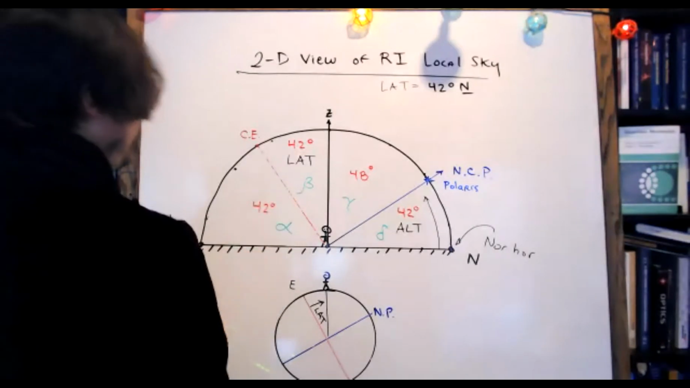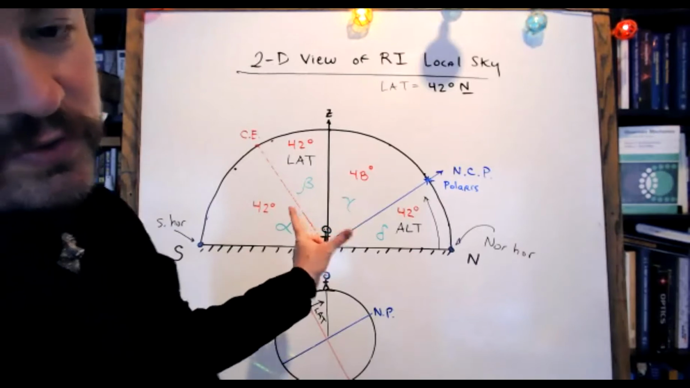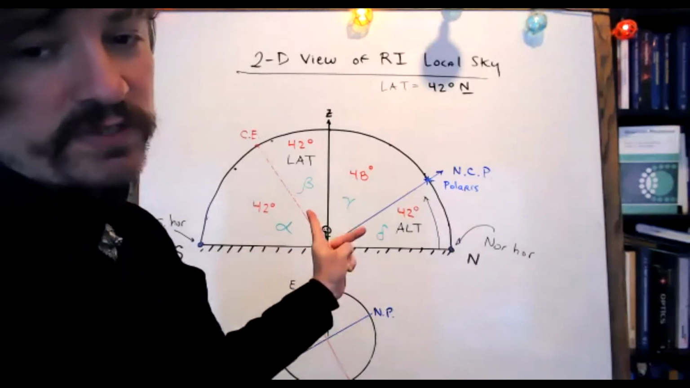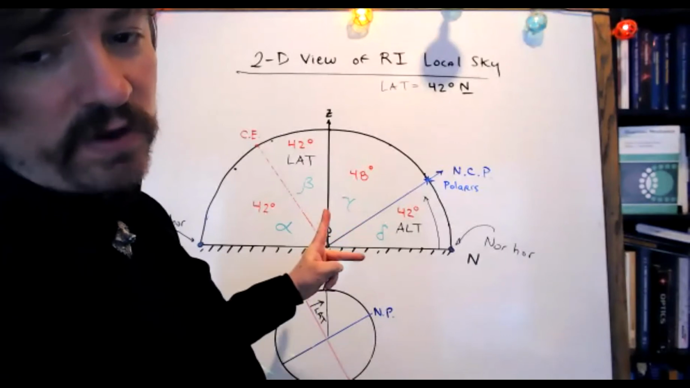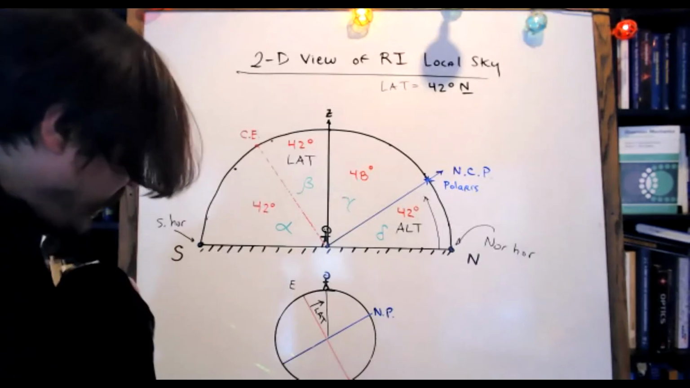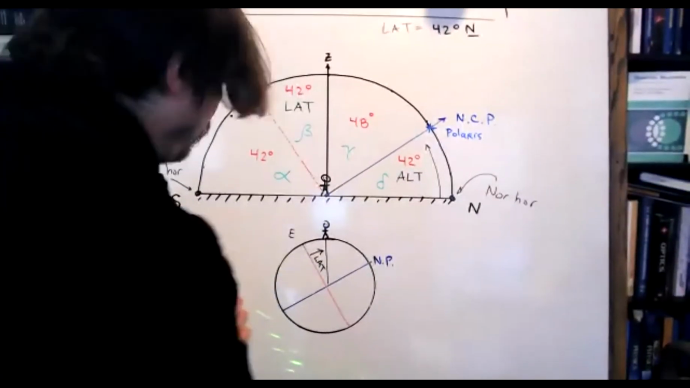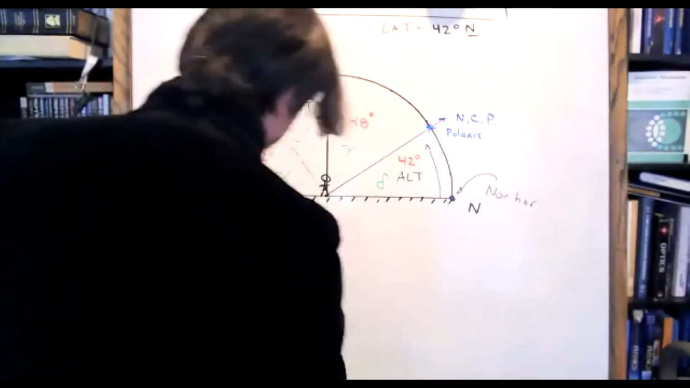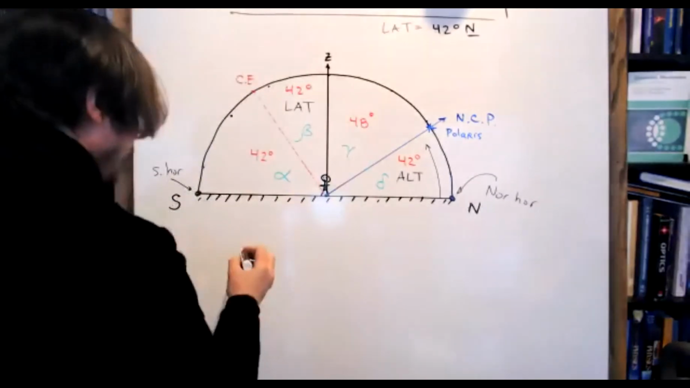Notice that although we did this for the Rhode Island local sky, it's always true, no matter where you go on Earth, that there's always a 90-degree angle between the equator and the North Pole, and there's always a 90-degree angle between your zenith and your horizon. Therefore, we have just proved a fundamental result that is true for all observers on Earth. And this is a very useful result, and it goes something like this.